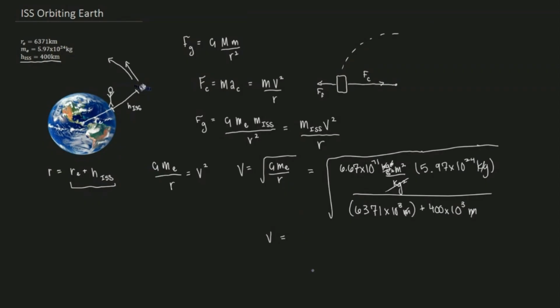When we plug this into our calculator, we get that it is 7,668.73 meters per second, keeping 2 decimal places, or we could write that as 7.67 kilometers per second. So we see it has to be going pretty fast. It has no relationship to its mass. It is really just how far away it is that will relate to how fast it's going.